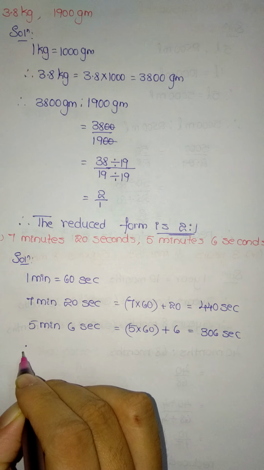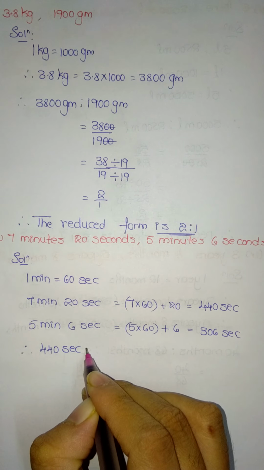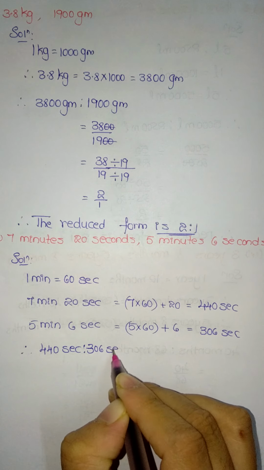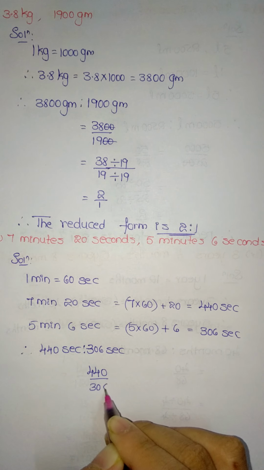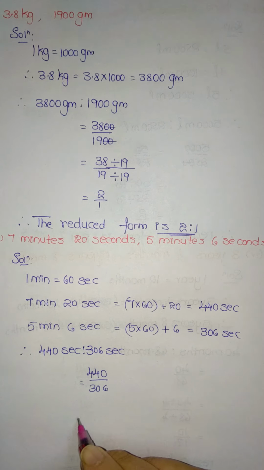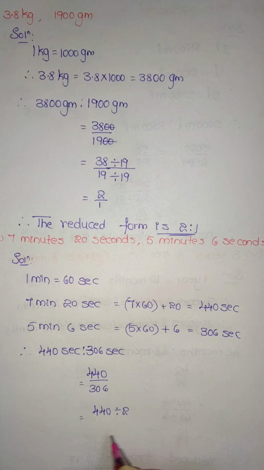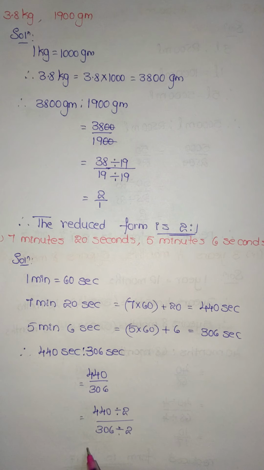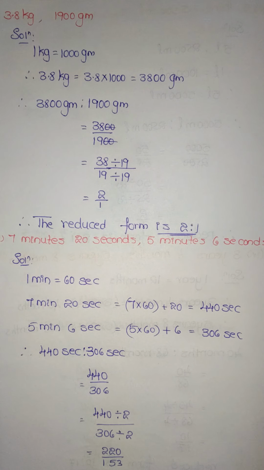Now write this as 440 seconds to 306 seconds. So we can write 440 by 306. Both are divided by 2. So 440 by 2 and 306 by 2. So it gives 220 by 153. So इसको further simplify हम लोग नहीं कर सकते.